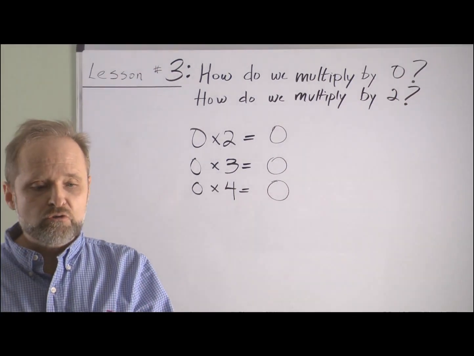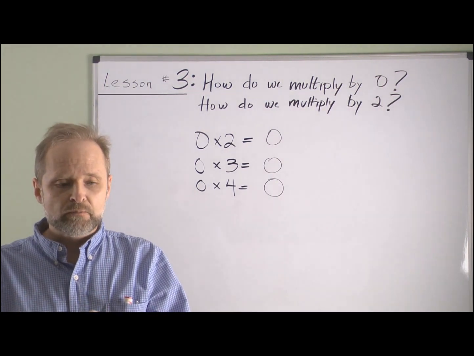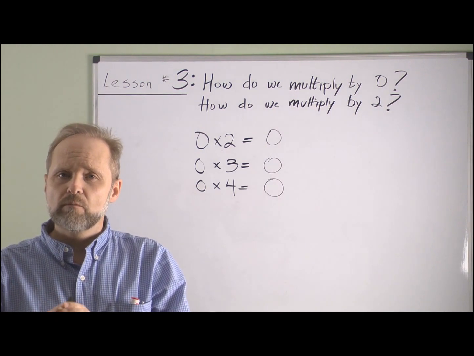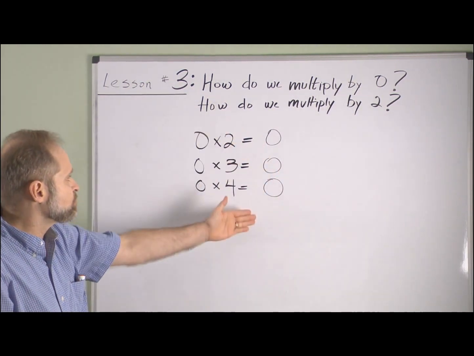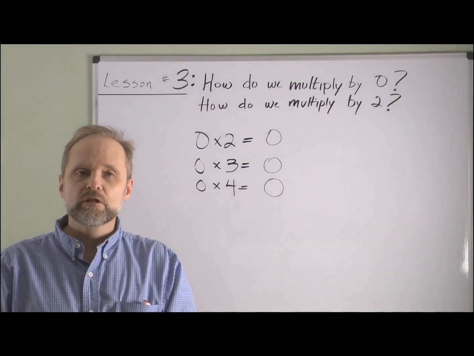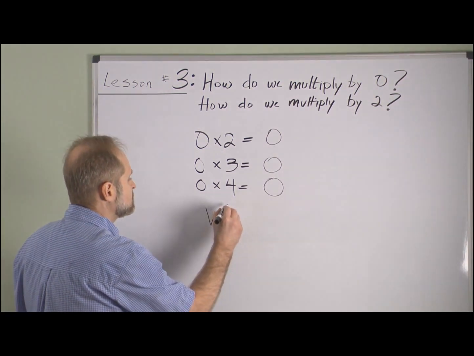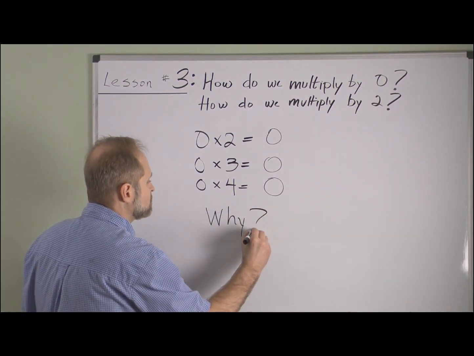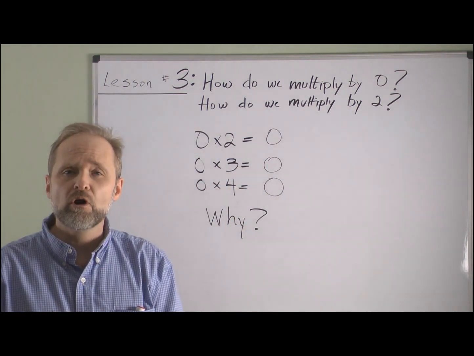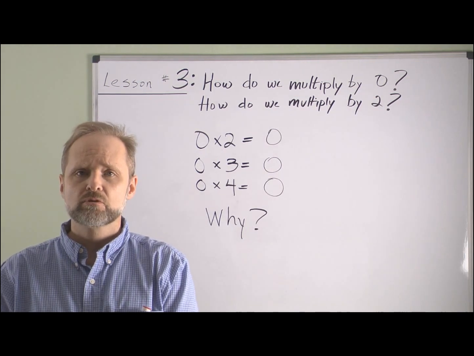one thing that I want you to notice is what is happening in these problems. So I want you to think about this question. What do you notice about the answers to this problem? Well, I think it's very clear. The answers are all 0. But here's the question. Why? Why are the answers all 0? I want you to pause the video and think about it. Think about how you built your groups.